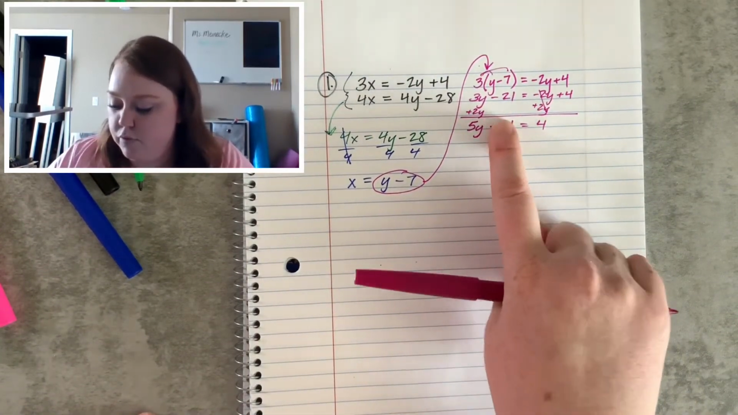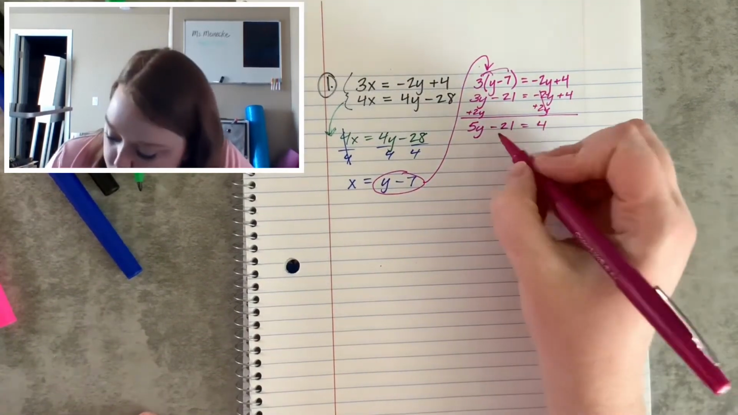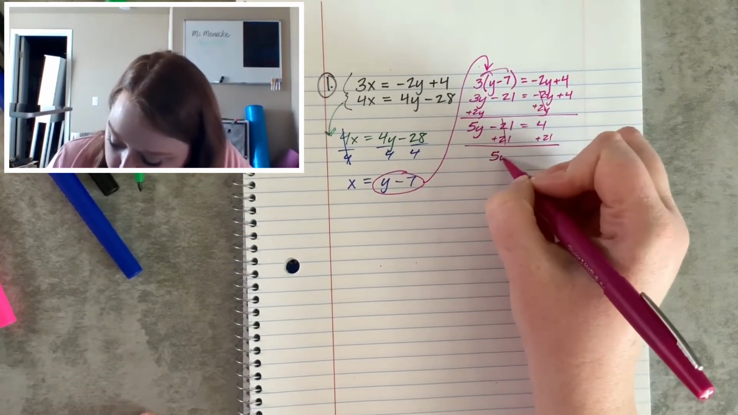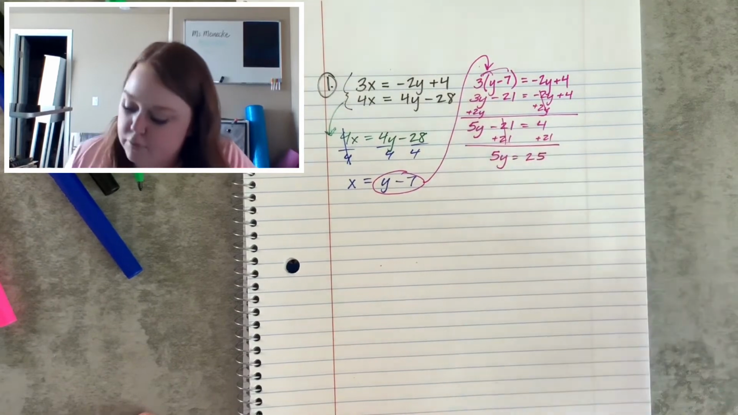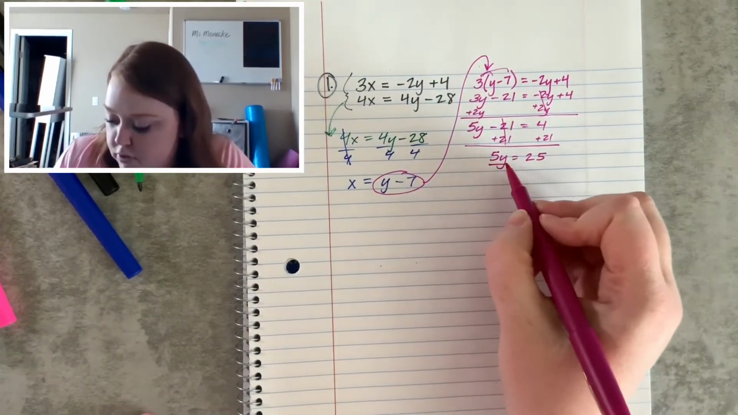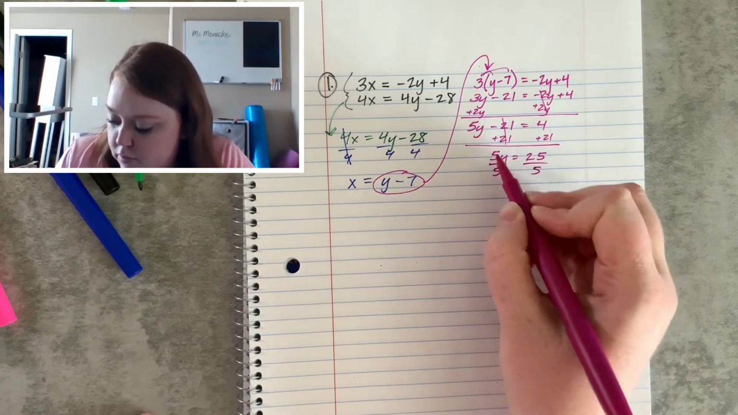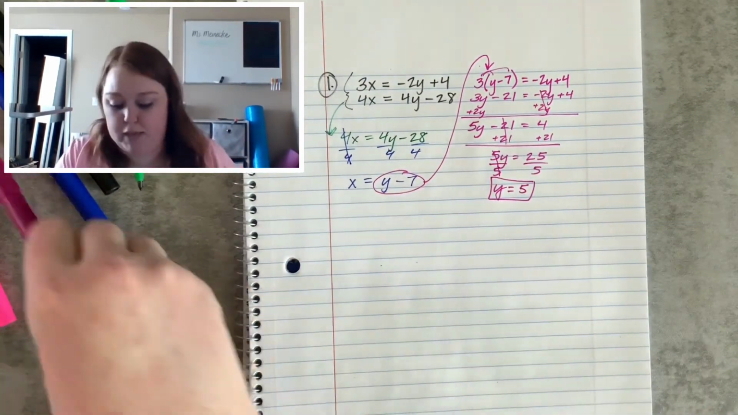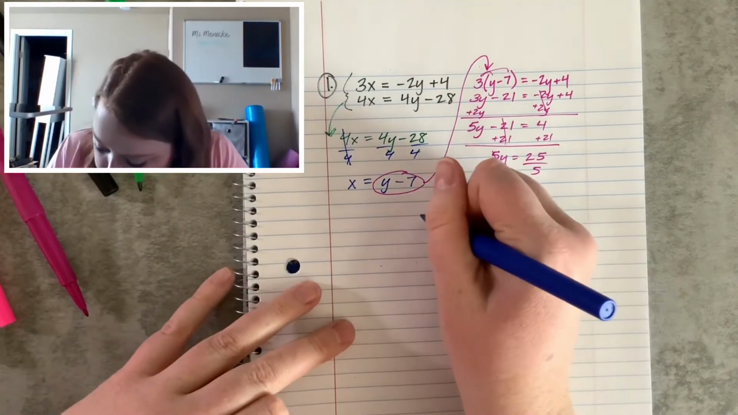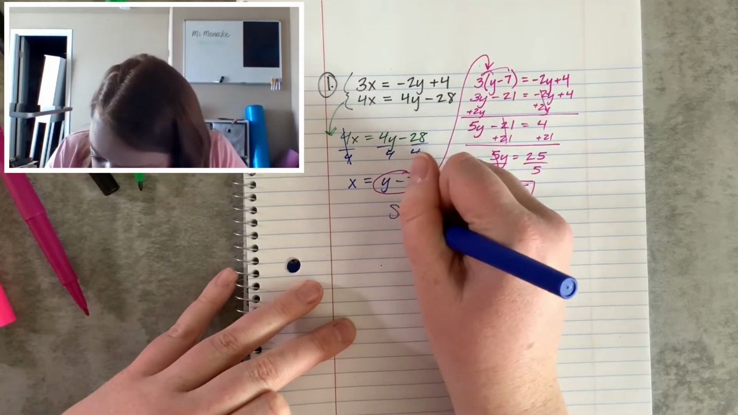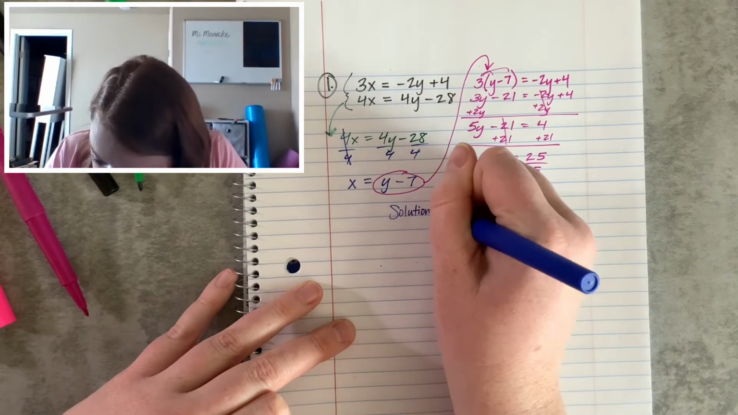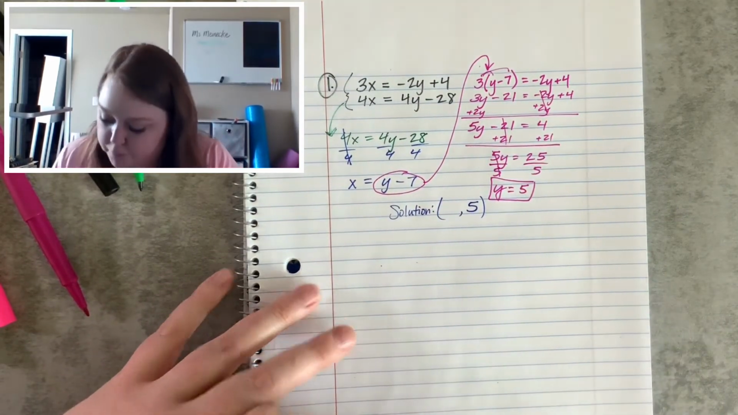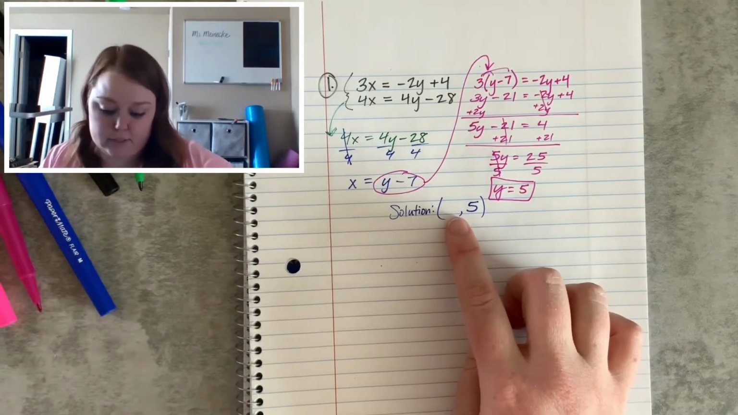Next, move that 21 over. Add 21 to both sides. Get 5y equals 25. To get y by itself, I just divide by whatever's attached to it. 25 divided by 5 is 5. Okay. So right here, for my solution, I know that 5 is my y value. I just need to figure out what x is.